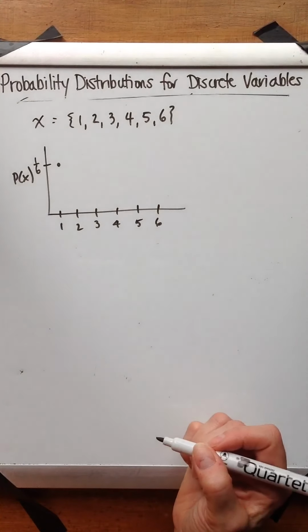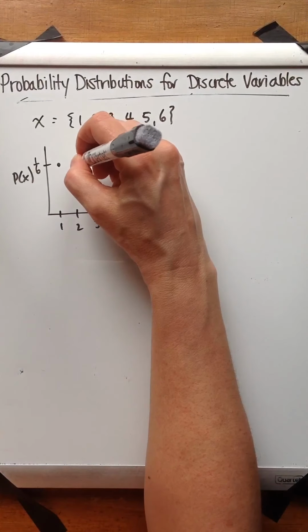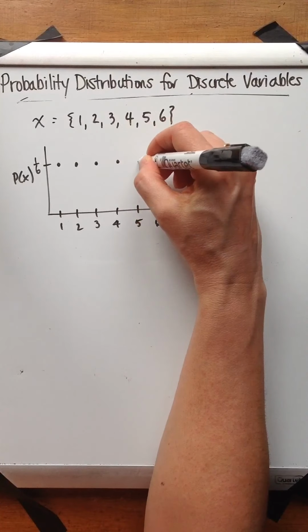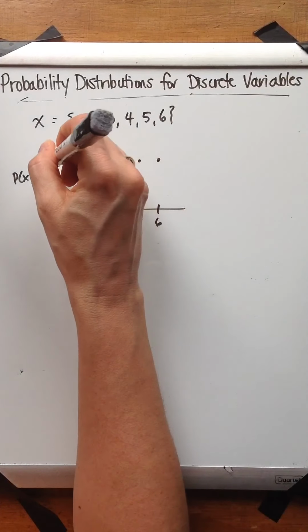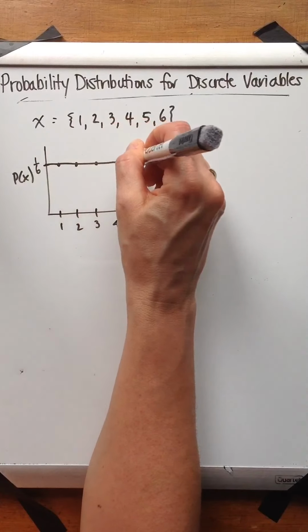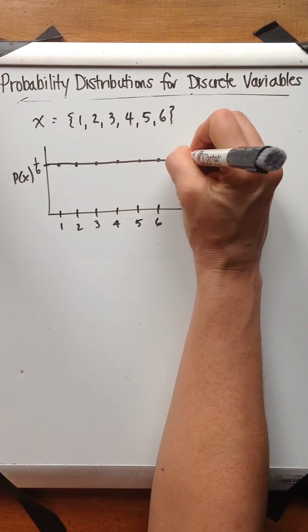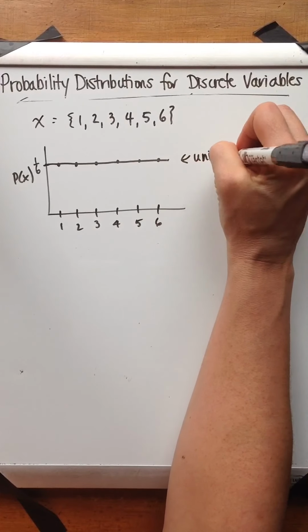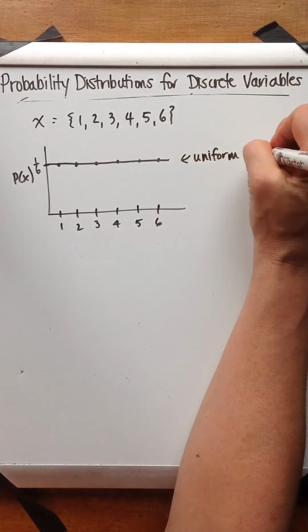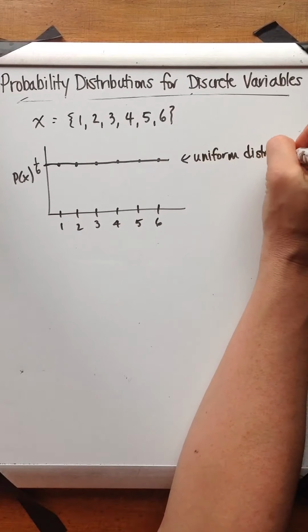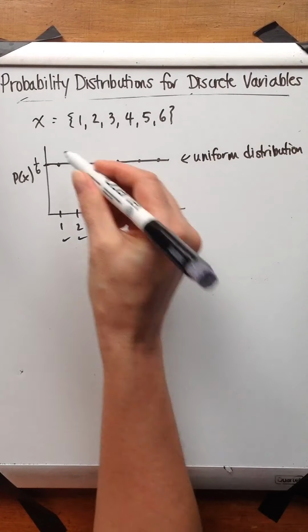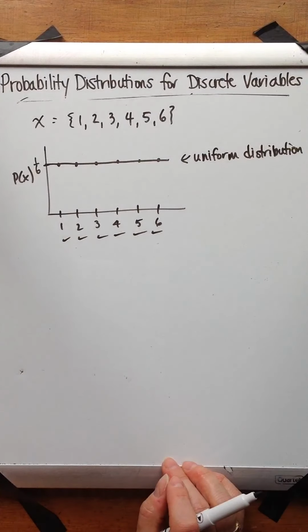What's your probability for rolling a 2? Also a 6th. How about a 3? And you start to notice that the line for this becomes straight. This is called a uniform distribution. And a uniform distribution is a very, very simple distribution where all of the probabilities for each of the events is identical and it results in a completely straight line.